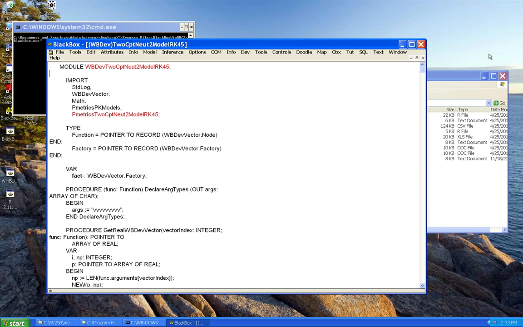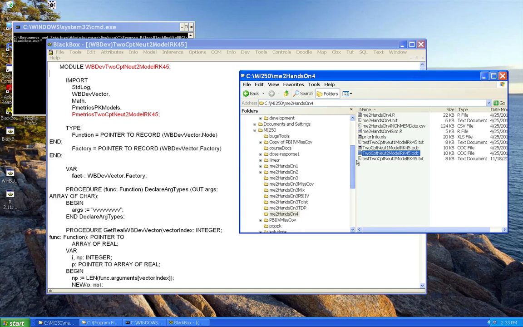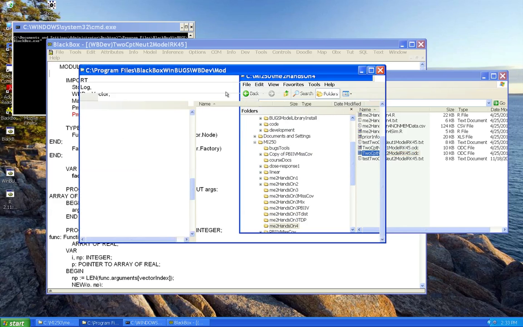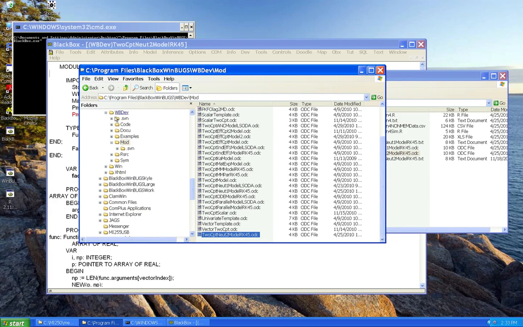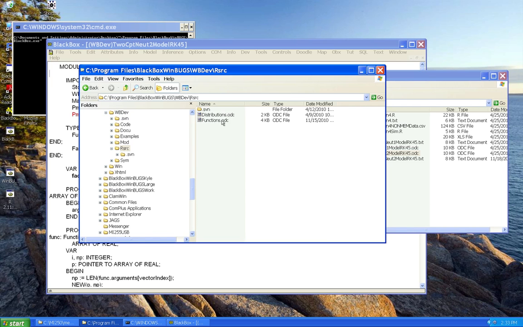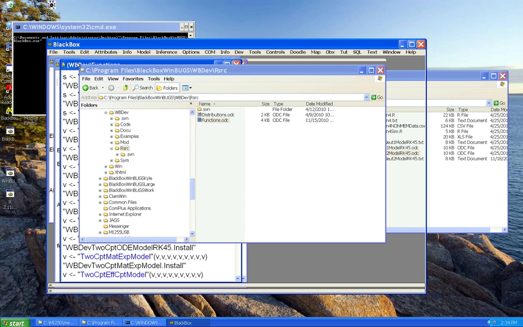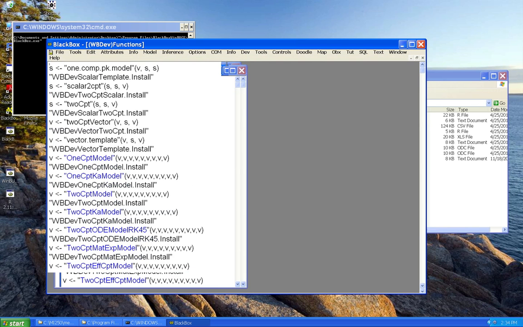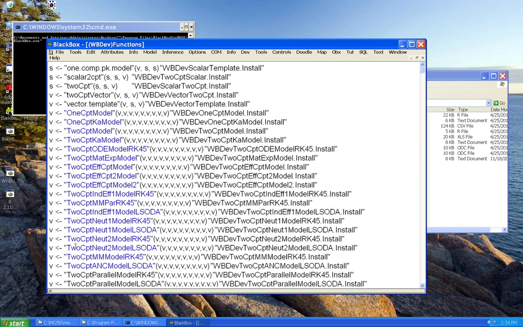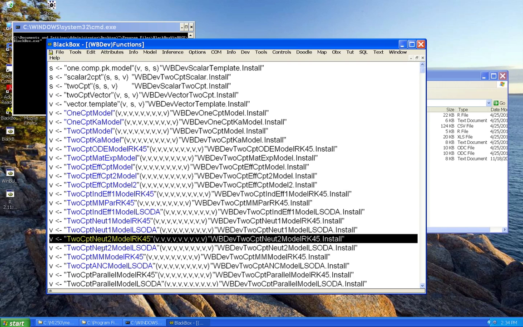And then finally you need to go up to the R inside the WBDev RSRC folder. Grab the functions.odc file. Okay, and we have to create one, and in this case it's already created. That explains why all these work. In this case it's already created, but you would need to create a line just like the one here. Typically I would do that by grabbing one of the other lines, copying it, and then changing the names appropriately.